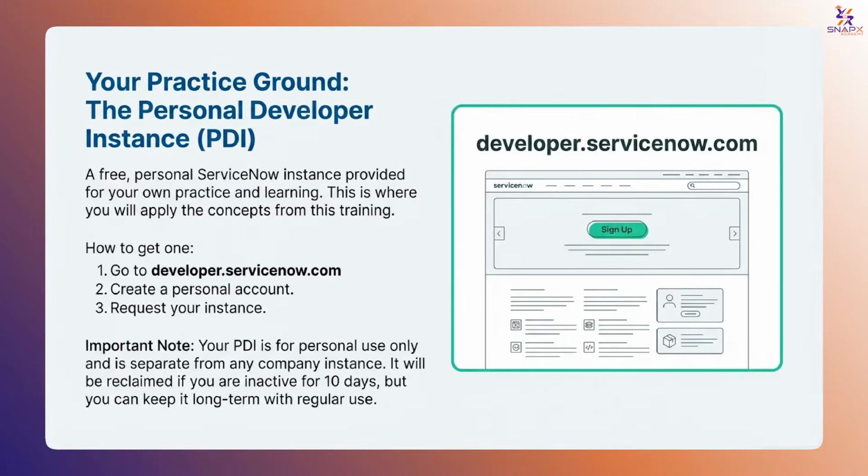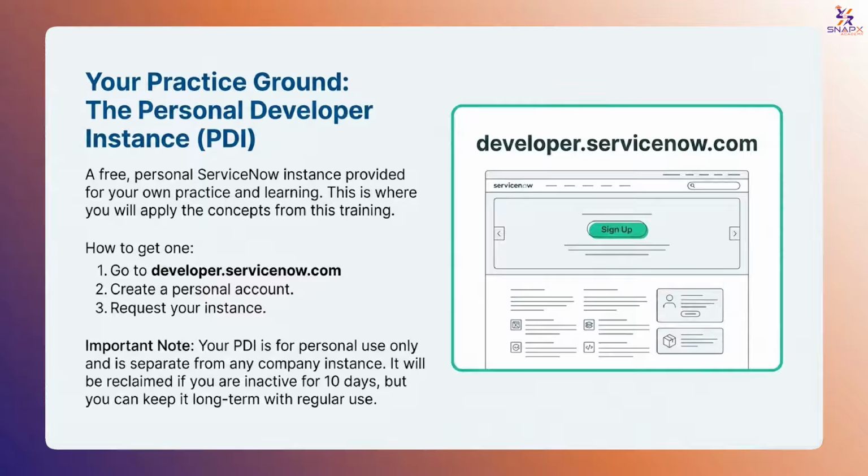Now let's talk about how you can get a free developer instance. To get a personal instance, you must visit developer.servicenow.com. There you create your personal account using your email and required details. Once you register, you can request a personal developer instance, often called a PDI.